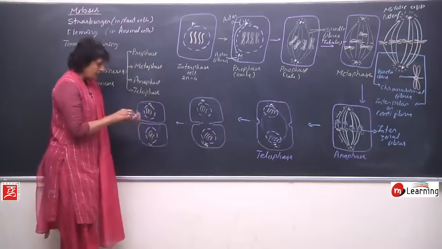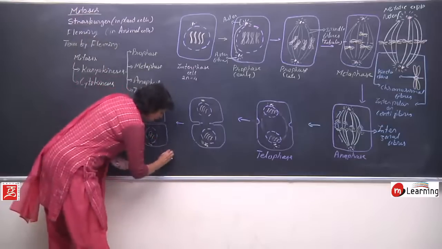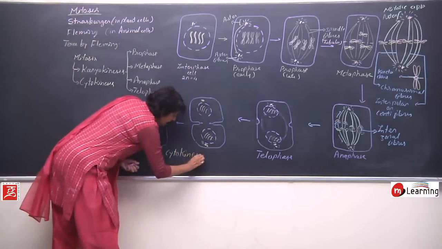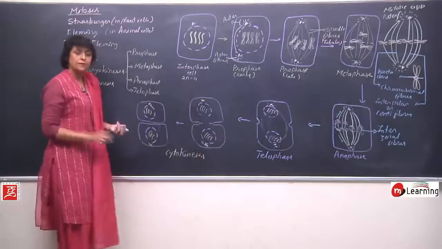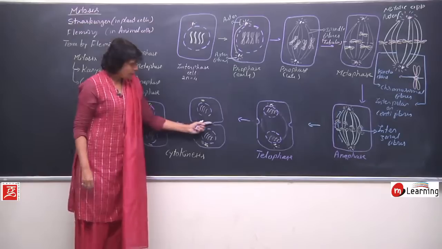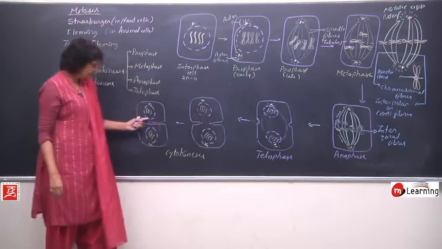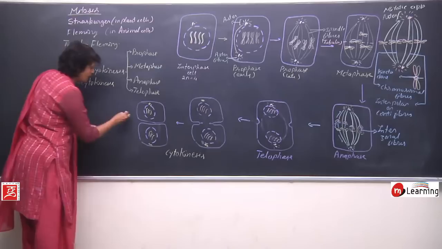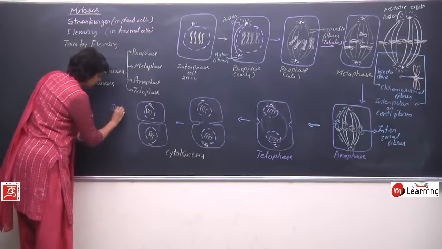These two are cytokinesis stages. That means here the cytoplasm splits. These constrictions, they deepen, separating the two cells completely. These two cells which are formed, they are known as daughter cells.